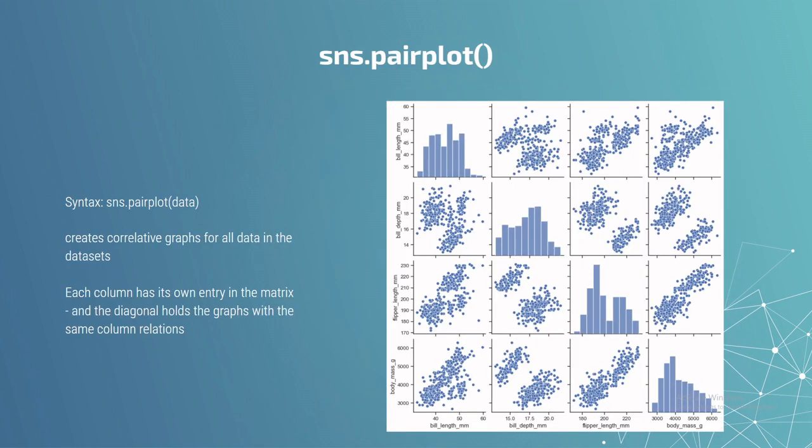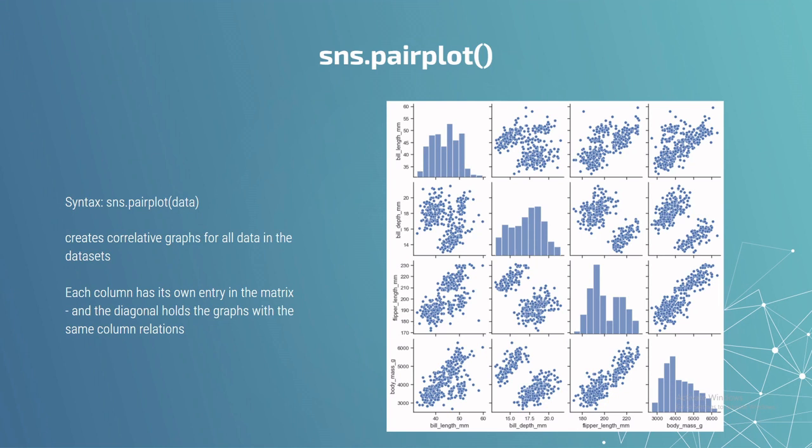Next, let's go to the sns.pairplot. It's another variation of the joint plot. However, it shows you this joint plot on many other variables and axes. The syntax is quite simple. It's sns.pairplot and then you put data in. In this example, as you can see, there are 4 different columns that it maps, and it creates correlative graphs for all the data in the dataset.